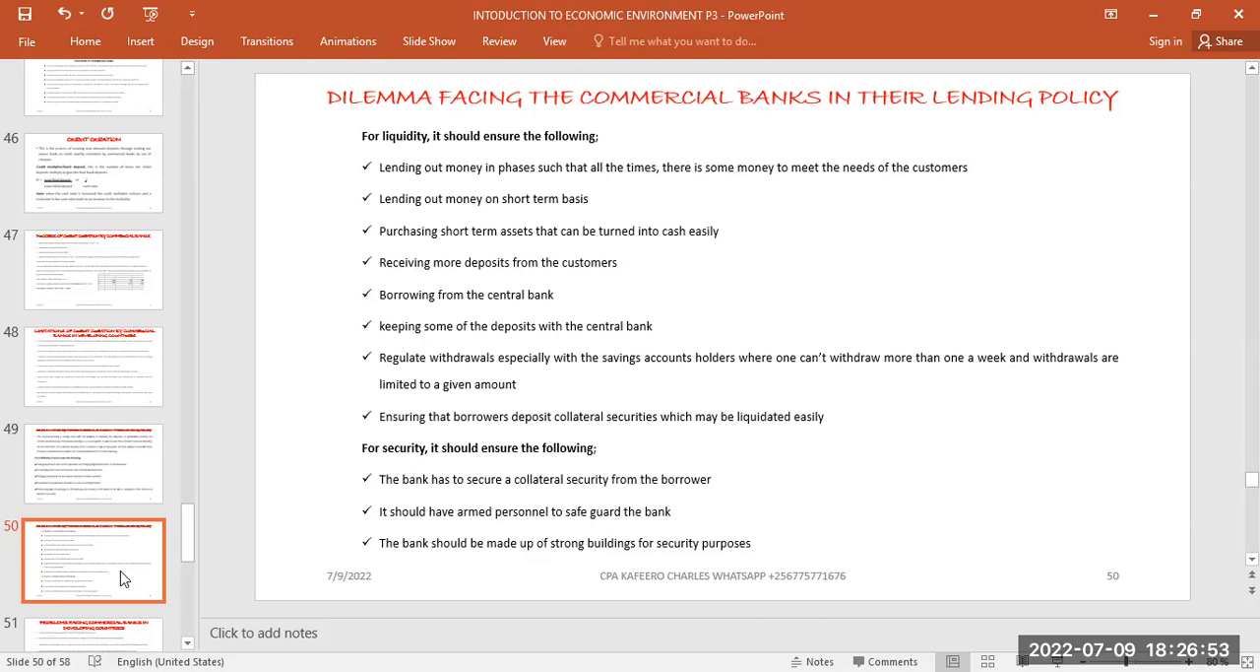The other one is purchasing short-term assets. We said those short-term assets are the government securities and bonds that can be easily converted into cash when needed. The other one is receiving more deposits from customers. Of course, when you receive more deposits, it doesn't mean that all the people depositing money into the bank will come at the same time to pick the money. Some will come at this date, the other one at that date. It means you will have a lot of money to pay those who want to pick it, and since they are not coming on the same date, they will be withdrawing the money at a different pace. That's how these banks operate.